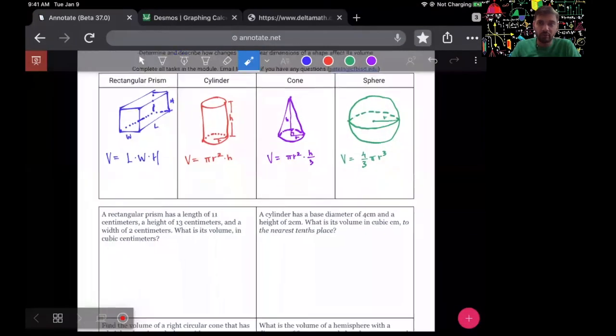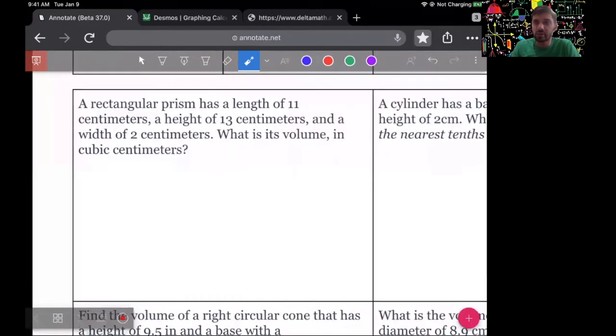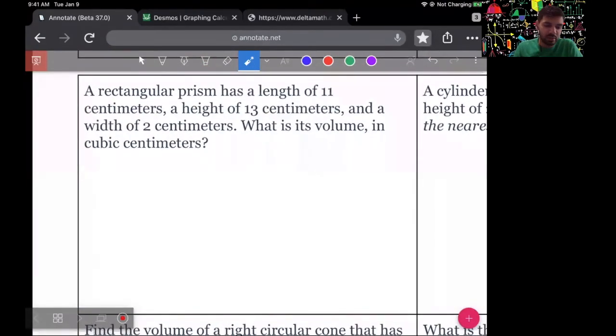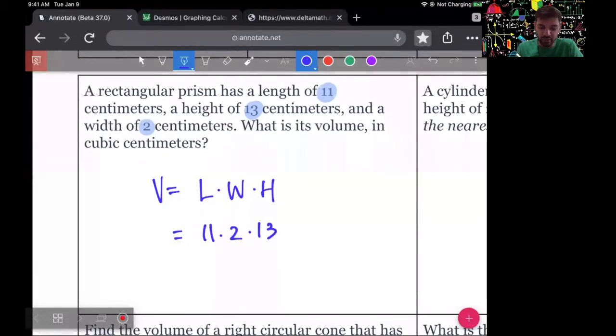So we're going to work 4 different examples here, 1 of each of those objects. So a rectangular prism is this first example. All we have to do is just identify the 3 dimensions, 11, 13, and 2. So your volume is going to be each of those multiplied, length times width times height. So the length is 11, the width is 2, and the height is 13.